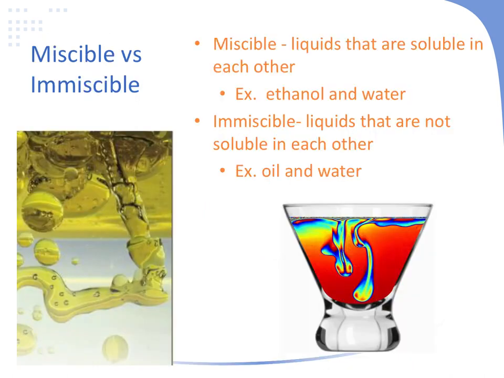So miscible versus immiscible. This really sounds like mixable versus not mixable, I guess. It means the same thing. Miscible means a liquid in a liquid. It's not about mixing a solid in there. It's about two liquids mixing together. Things that are miscible are going to be polar. It's going to be like dissolves like. So polar substances and other polar substances, like ethanol and water.